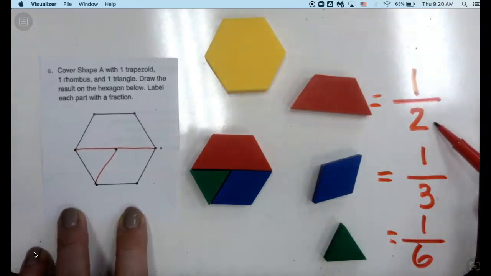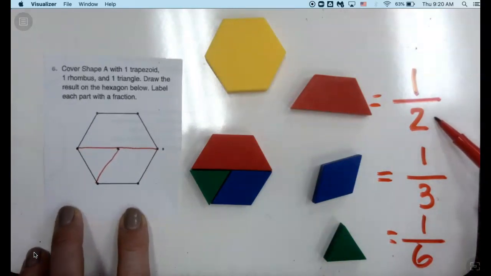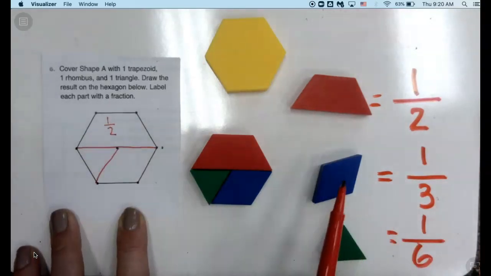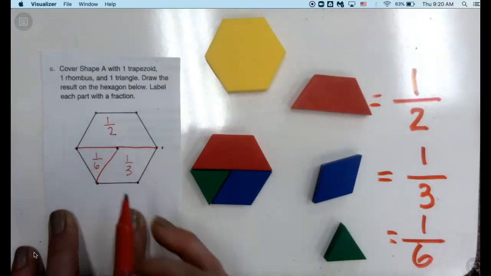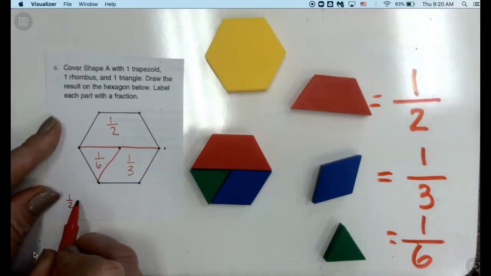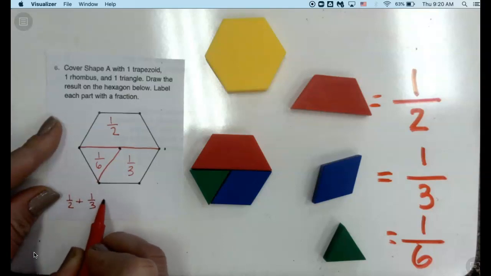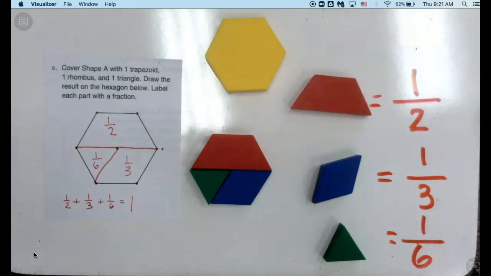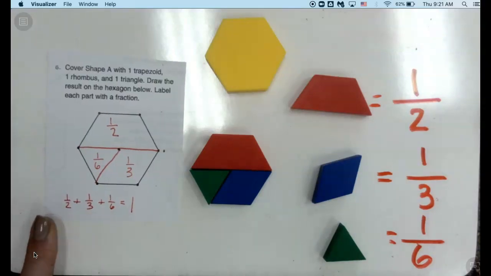Now, remember from when we put all the trapezoids on there, 1/2 was equal to 1 trapezoid, 1/3 was equal to 1 rhombus, and 1/6 was equal to 1 triangle. So if we go from there, we can say 1/2 plus 1/3 plus 1/6 equals 1 whole. Okay, so that is using pattern blocks to help figure out how much of a whole each shape takes up. And then as you can see, when we add them up, they're going to equal 1 whole.